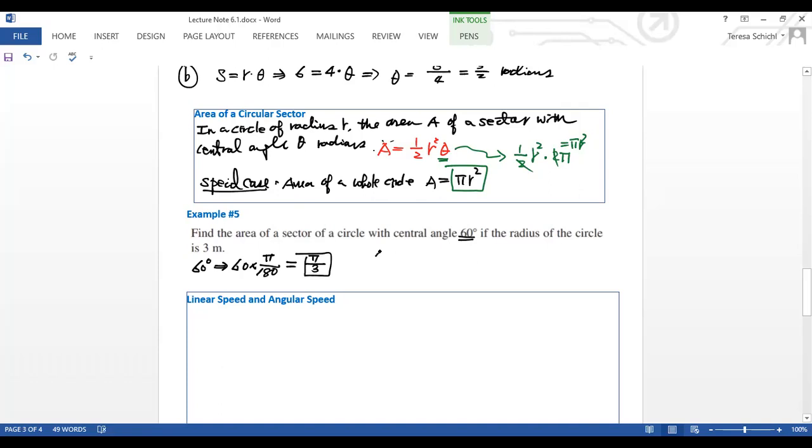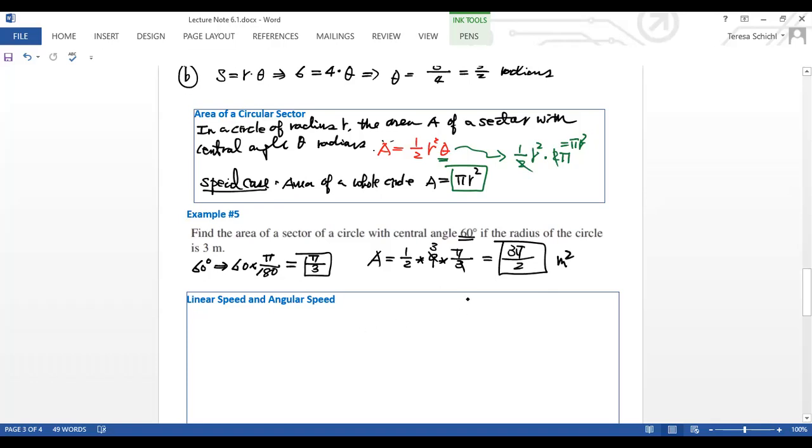Now I use this formula. What is my area? My area is 1/2 times r squared, which is 3 squared, times theta. So it's 9 times pi over 3, and after canceling, it's 3 pi over 2. So the area of this sector is 3 pi over 2, and of course the unit is meters squared.